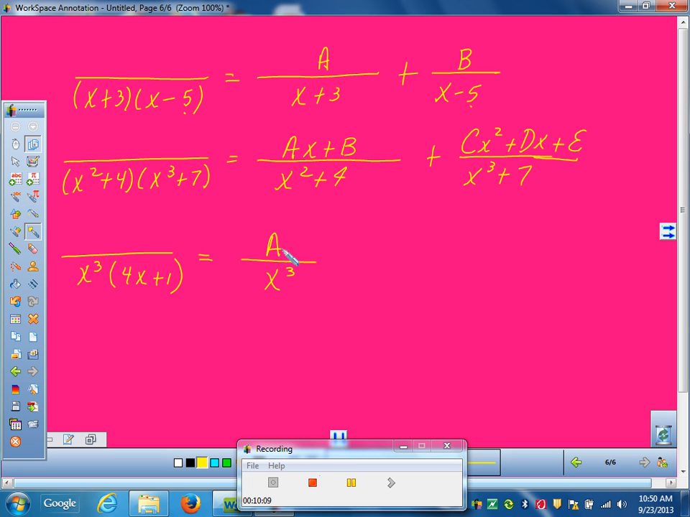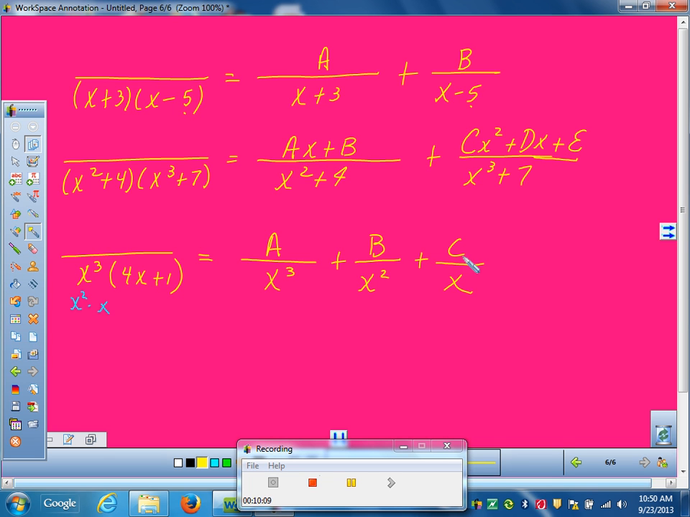But the problem is, x cubed couldn't it have been made up of x squared times x to get x cubed? So therefore, you have to compensate for the fact that there could have been an x squared or there could have been an x. But if it's a single letter, single variable, single letter on top.